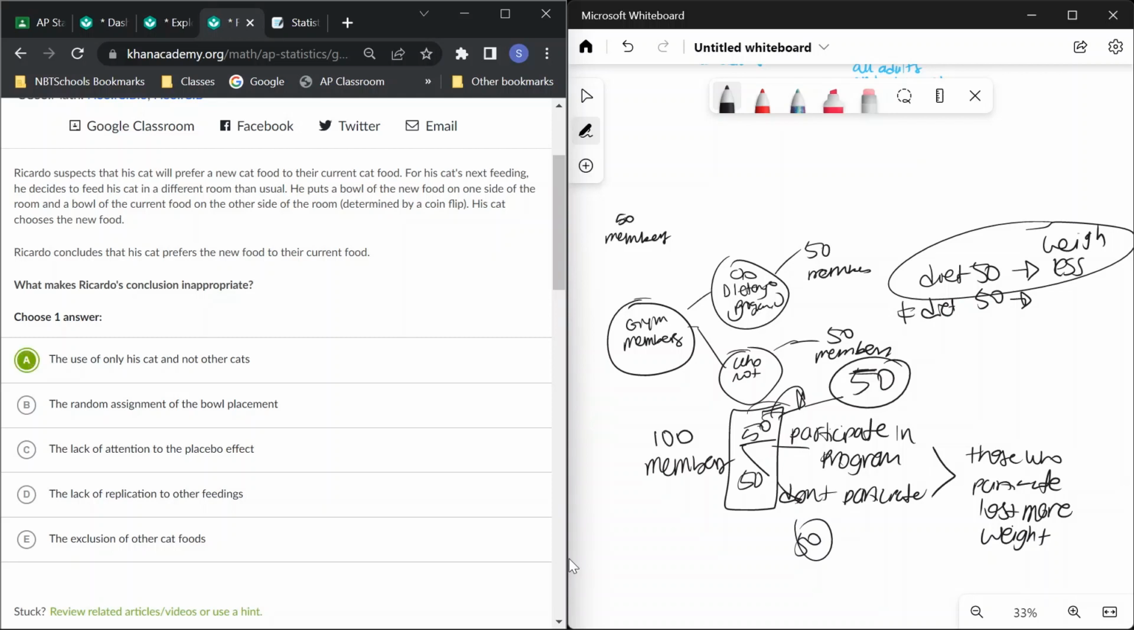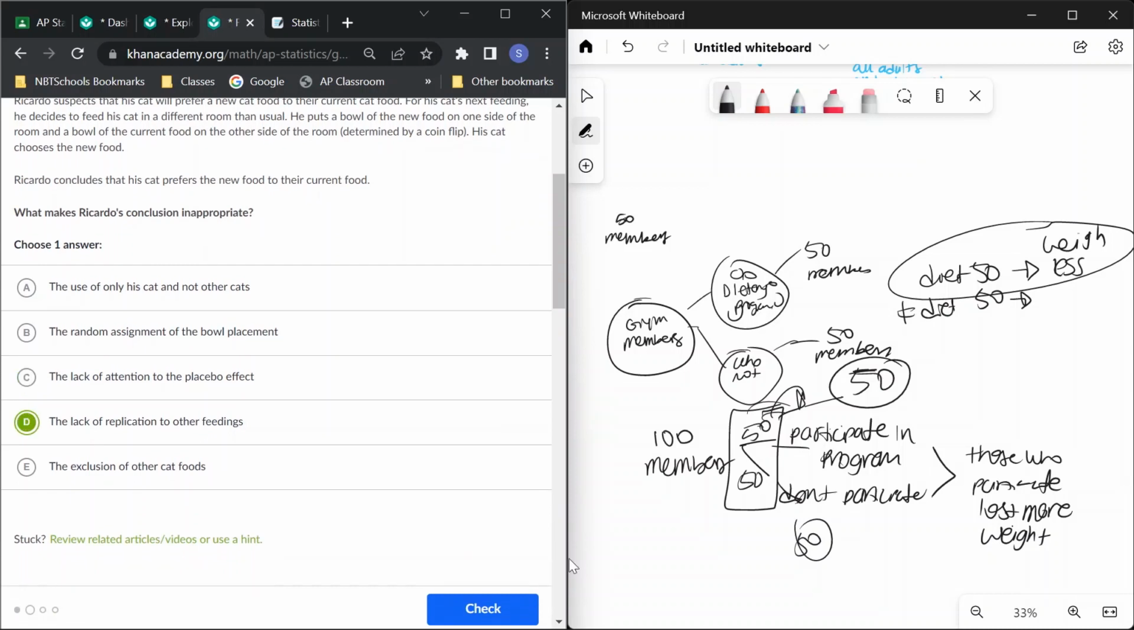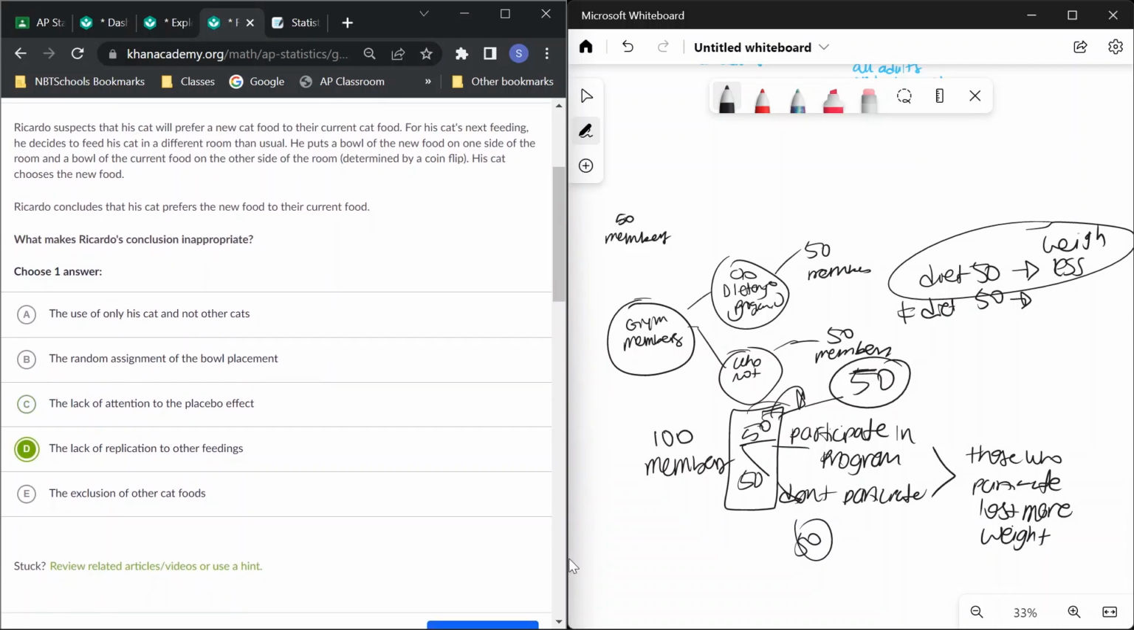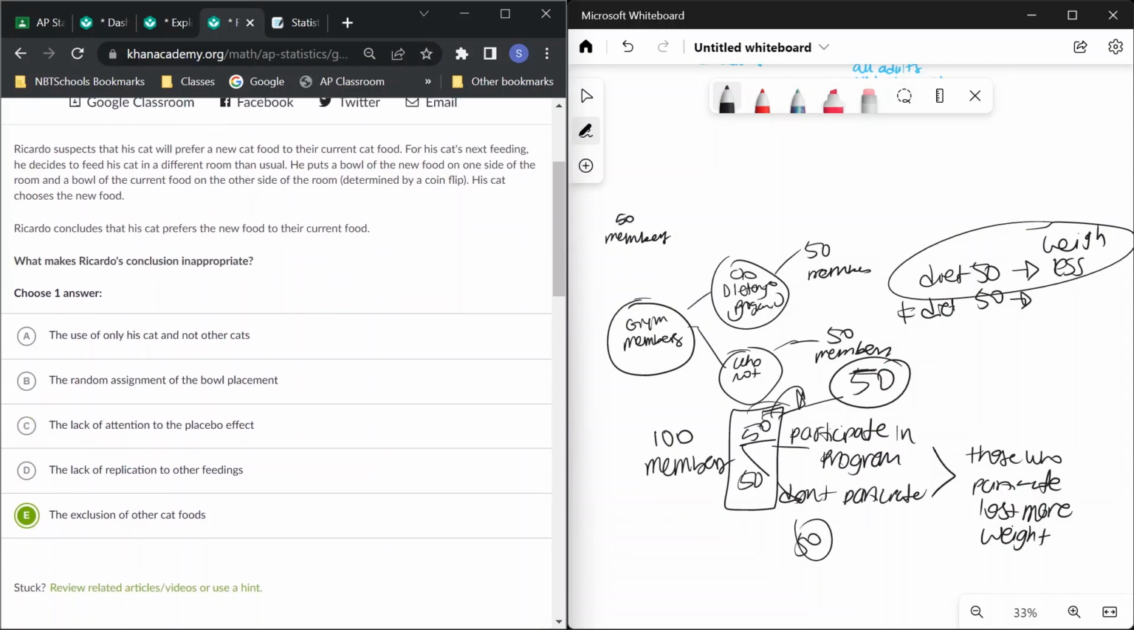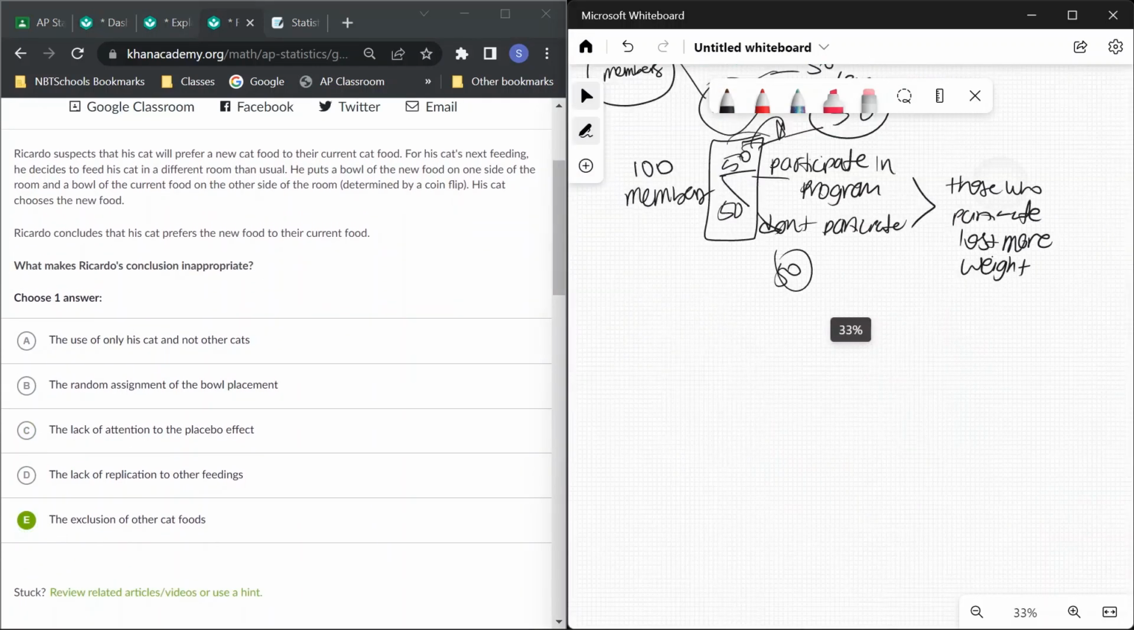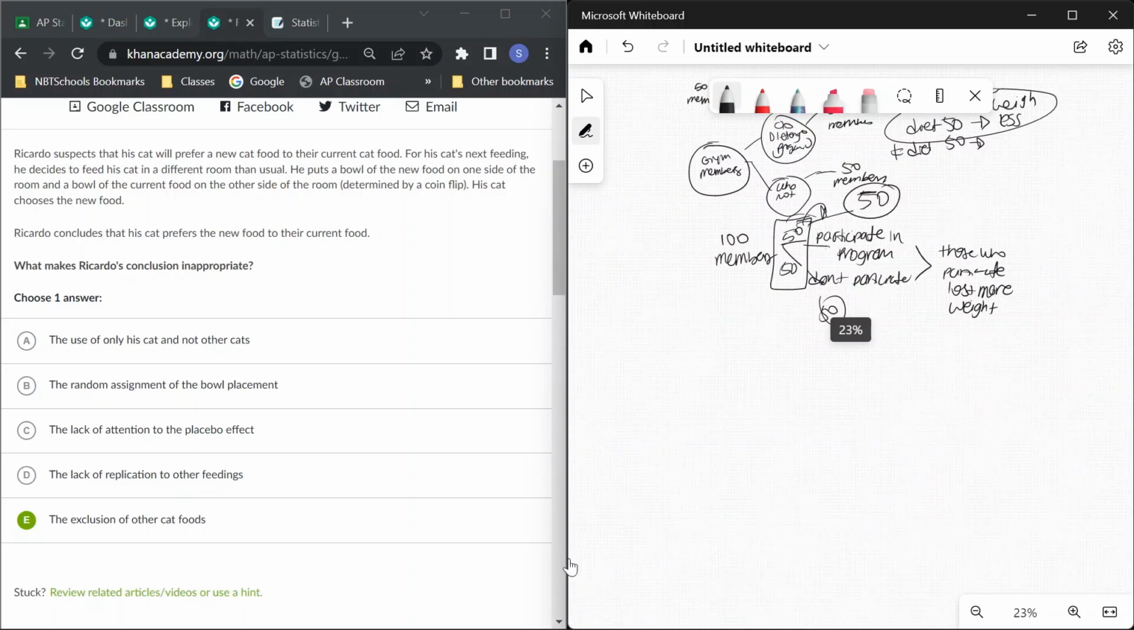Okay, definitely not the first one. Definitely not this one. The lack of attention that what? No, it's a cat. The lack of replication to other feedings. The exclusion of other cat foods. Actually, what? These don't even make sense, man. So let's just delete that.